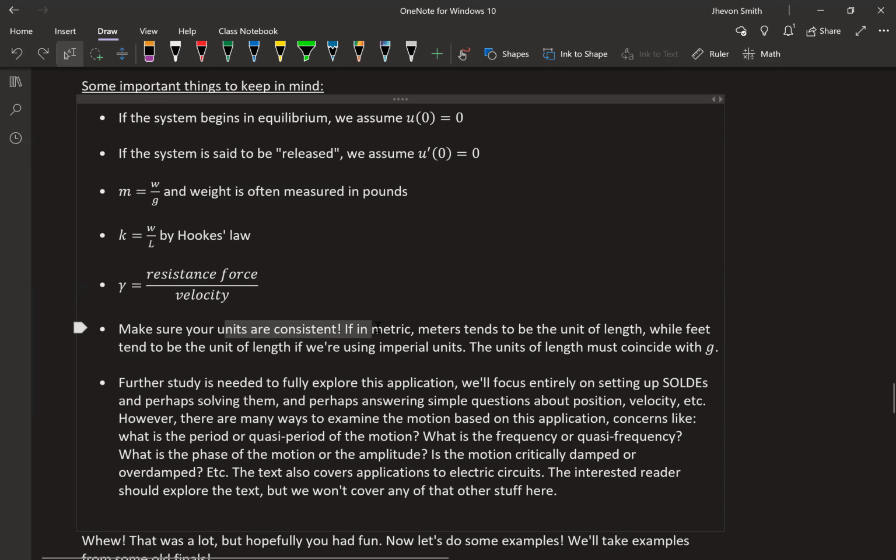Make sure all your units are consistent, right? So don't measure units of length to be feet over here, and in another part of your problem, it's meters. Make sure all of these are consistent.